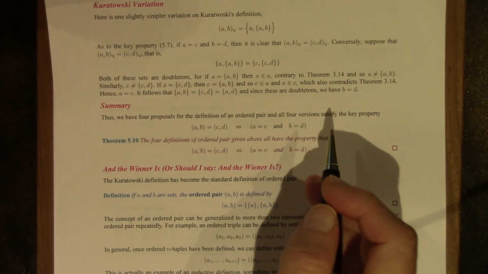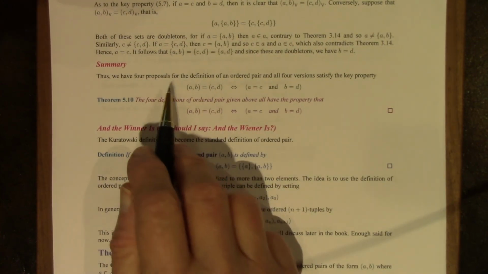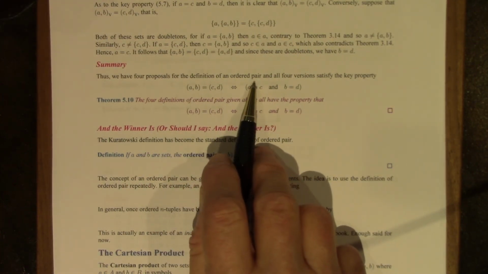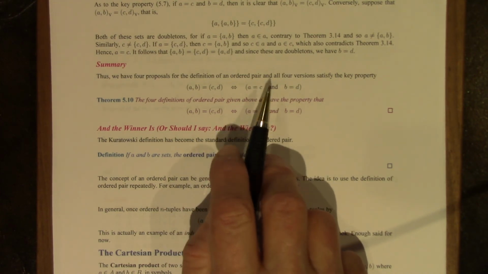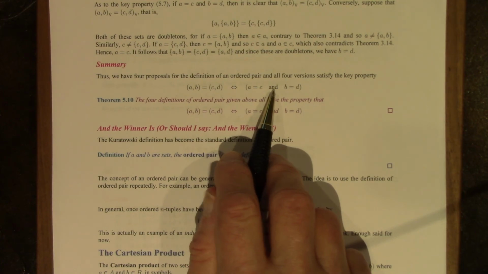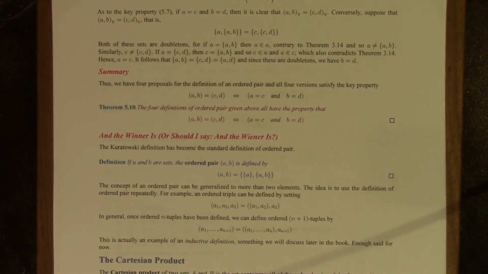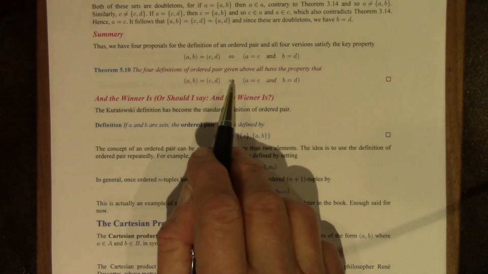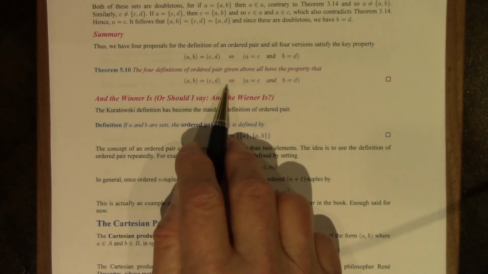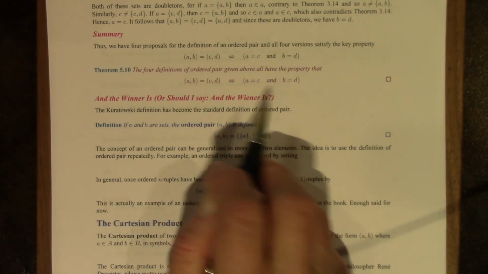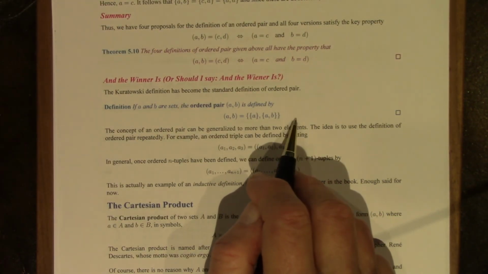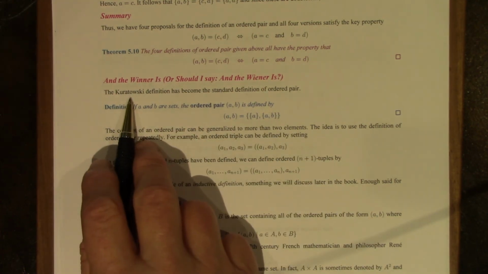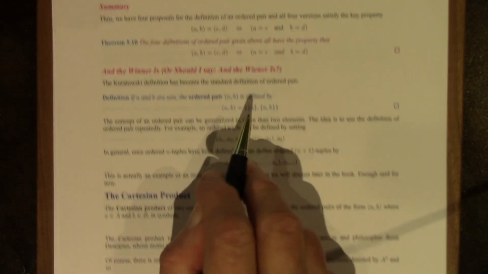So in summary, we have 4 proposals for the definition of ordered pair. And they're all legitimate in the sense that they all have this key property that 2 ordered pairs are equal if and only if the corresponding components are equal. So who's the winner? Or maybe I should say, who's the Wiener? It wasn't Norbert Wiener. It's Kuratowski. His definition has become the standard definition of ordered pair.